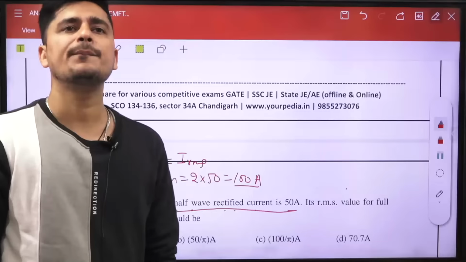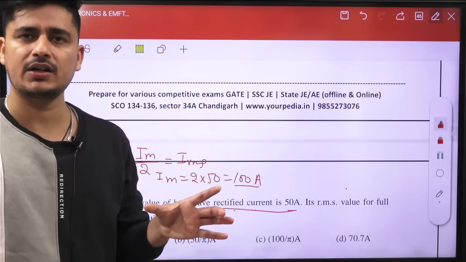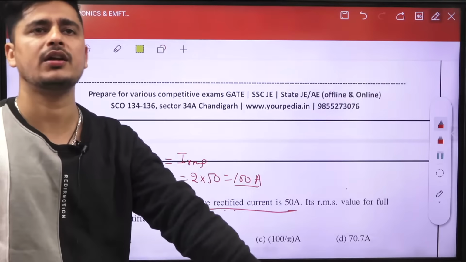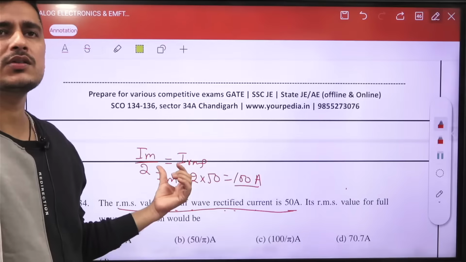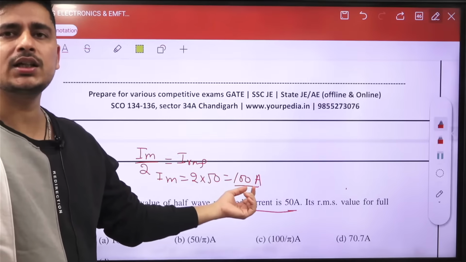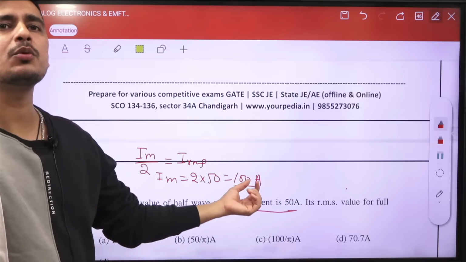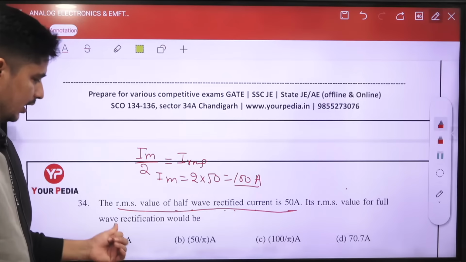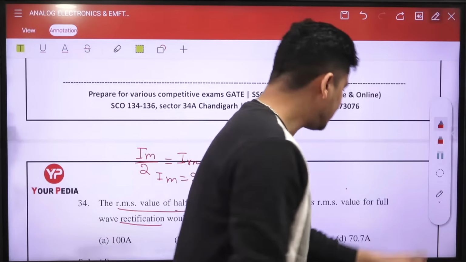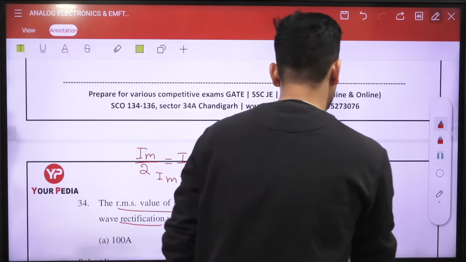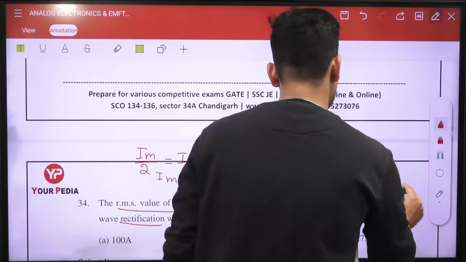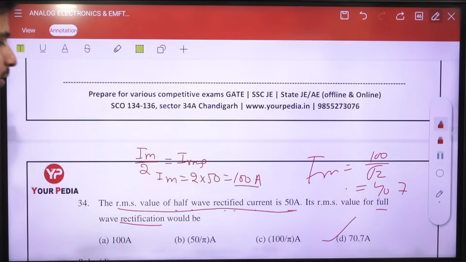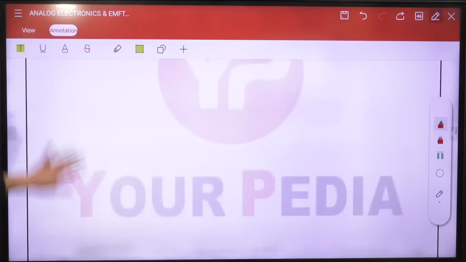Basically, you have a half wave rectifier first, then you replace that half wave rectifier with a full wave rectifier. If I replace that, the Im value of the source will not change, right? Im remains 100. If Im is 100, now you have to calculate the RMS value of the full wave rectifier. That full wave rectifier RMS value is how much? 100 by root 2. That is going to be 70.7. That's the D answer, not 50 root 2. This is a very good question. He related these two things, the half wave as well as the full wave rectifier.